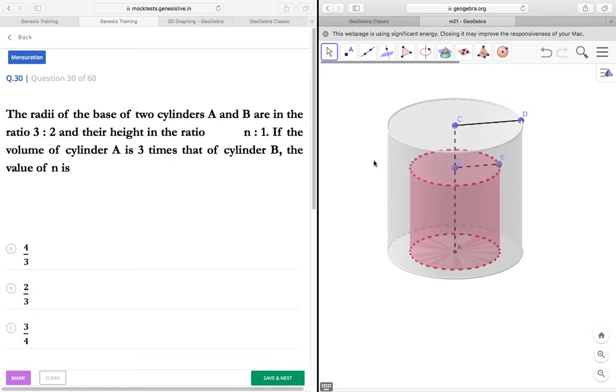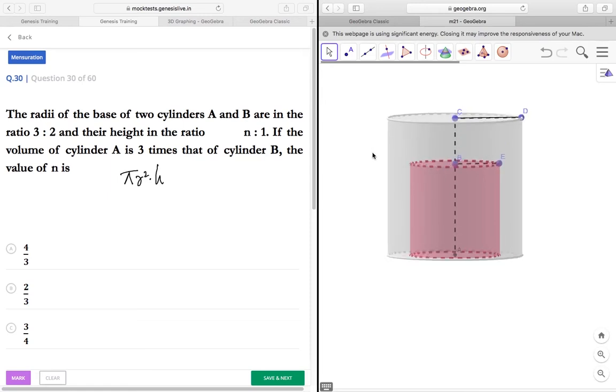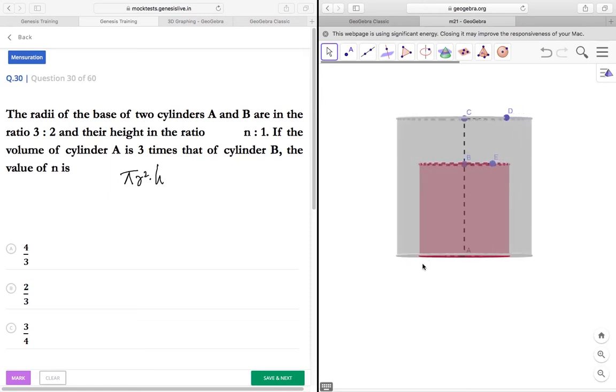Now let's get into the solution part. They have clearly given the volume of cylinder A is 3 times the volume of cylinder B. So what is the formula for the volume of a cylinder? It is nothing but pi r square into h. And how is this? Very simple. Pi r square gives you the overall area of the base of any cylinder, and when you multiply that by the corresponding height of it, you get the overall volume.